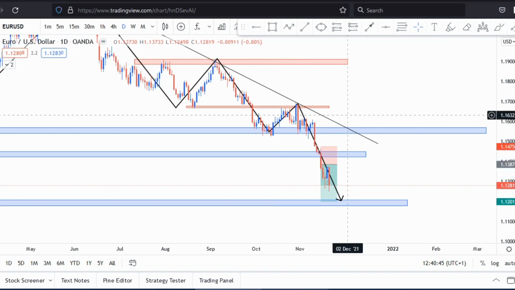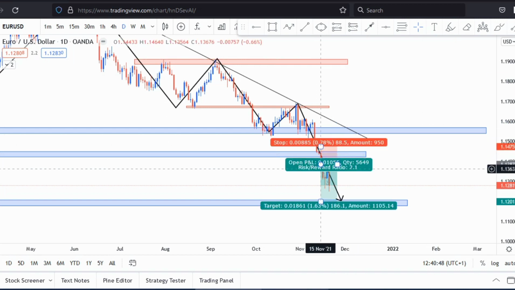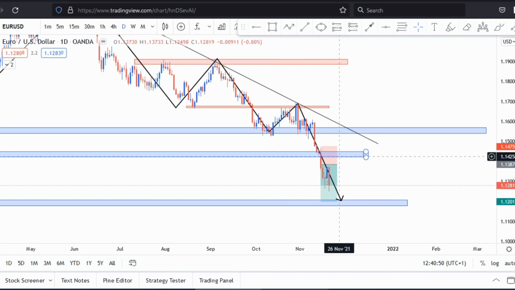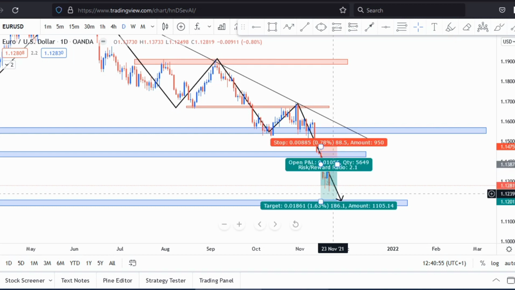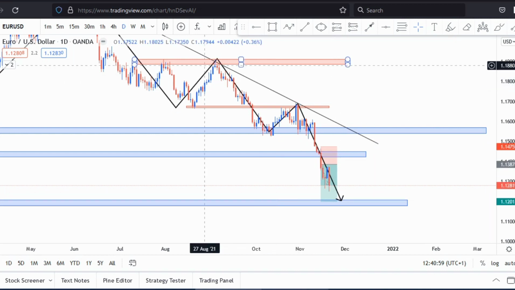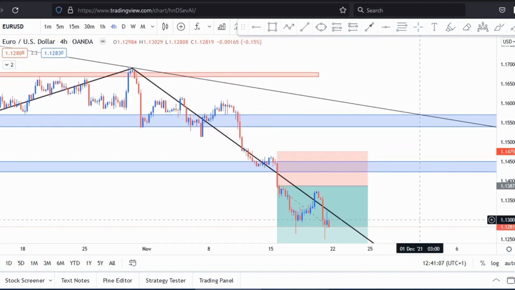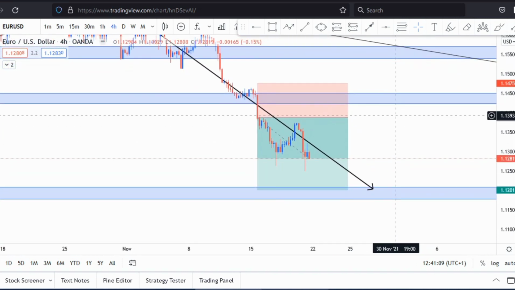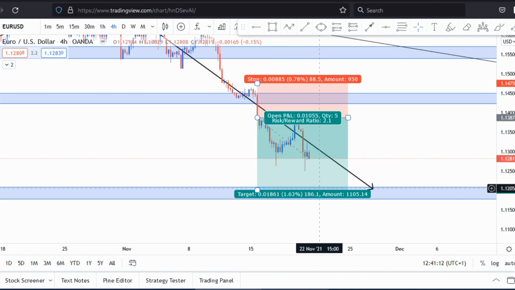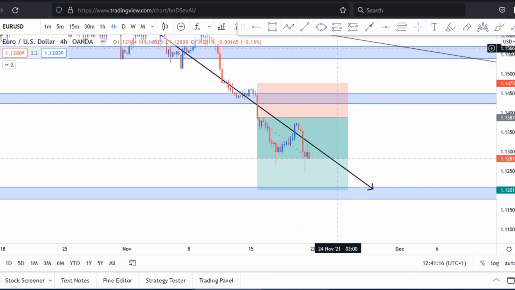So price broke this support level down and closed here, which is why I took my entry on the 4 hour time frame, and I'm about 100 pips in profit. I'm expecting price to get towards 180 pips down to this level over here. Now, if we look at the 4 hourly time frame where we take our entry, I am expecting price to get down to this level here. Then we'll be expecting a price reaction around the 1.12 level, which is a very significant area.